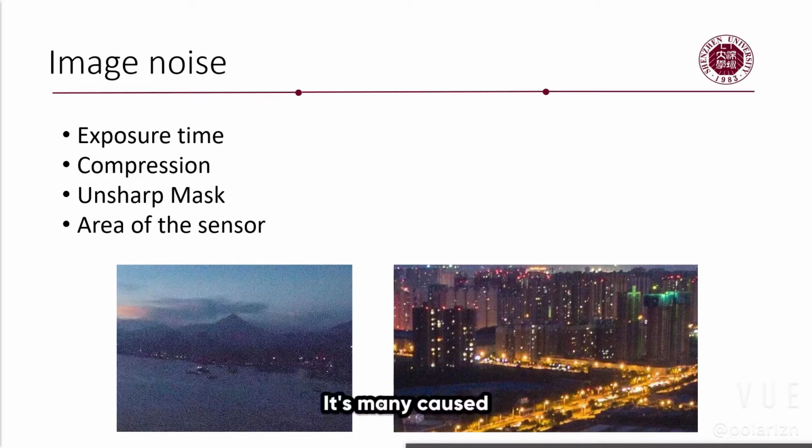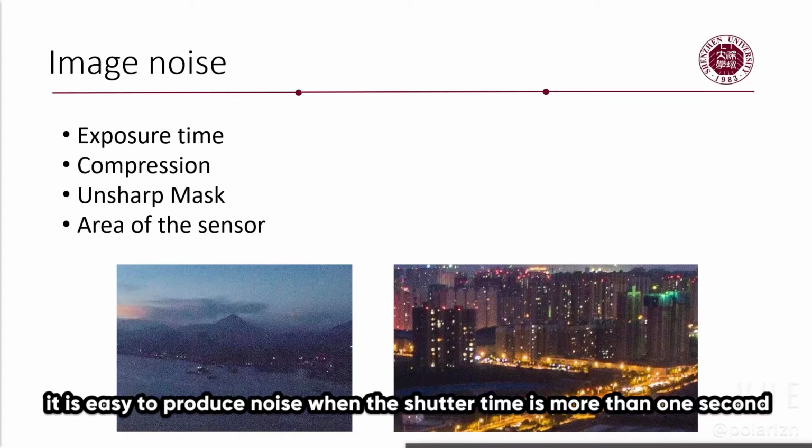Image noise is mainly caused by these four reasons. The first reason is the exposure time may be too long. When shooting night scenes, it is easy to produce noise when the shutter time is more than 1 second.